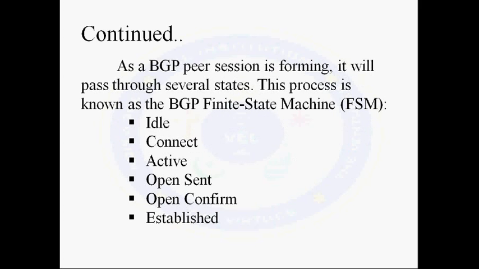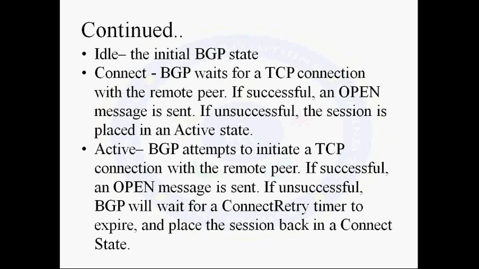As a BGP peer session is forming, it will pass through several states. The process is known as the BGP finite state machine, FSM. BGP states are idle, connect, active, open sent, open confirm, established. Idle is the initial state. Connect: BGP waits for a TCP connection with the remote peer. If successful, the open message is sent to the peer node. If unsuccessful, the session is placed in an inactive state.